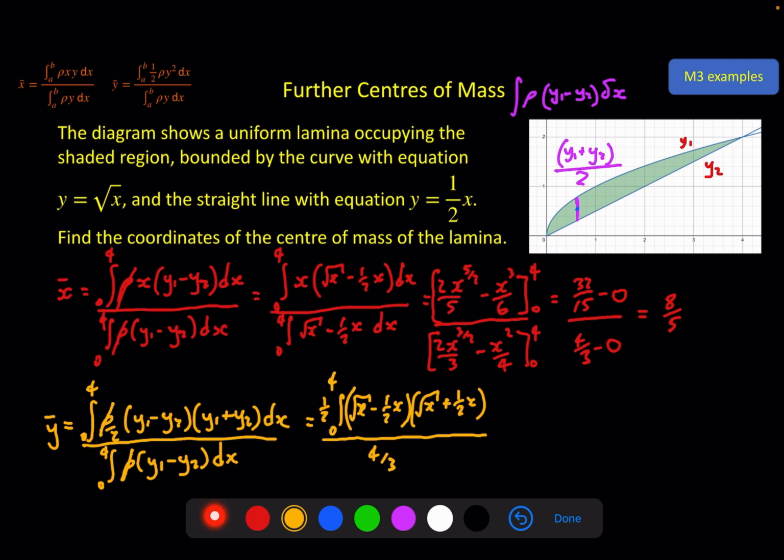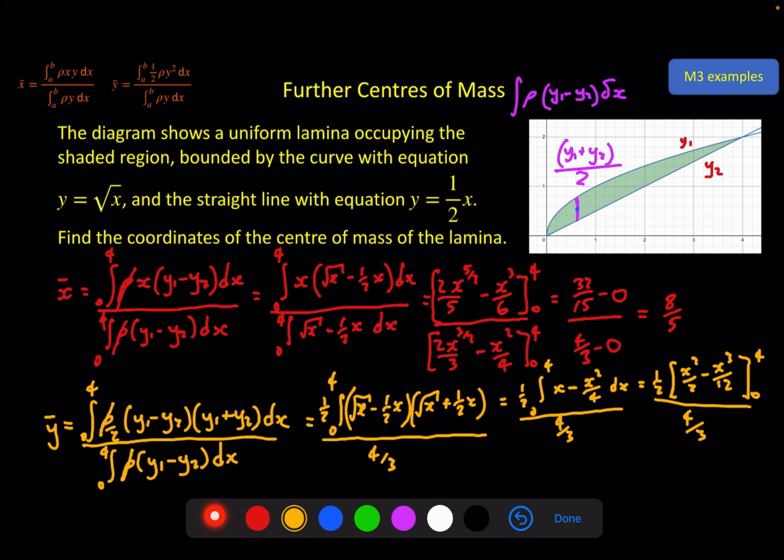I shouldn't jump this step, but I am running out of room, so I'm going to squeeze it up here. Half the integral 0 to 4 of x minus x squared over 4 dx, from 0 to 4. And that also gives 4 over 3, which gives us a final y-coordinate of 1. So on our diagram, the centre of mass is about here.